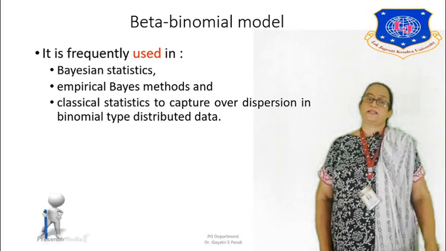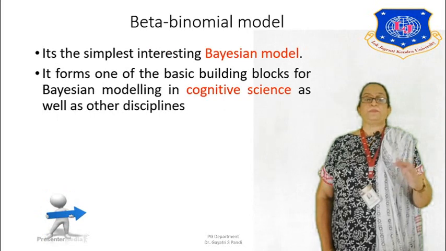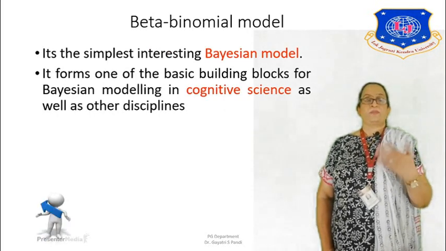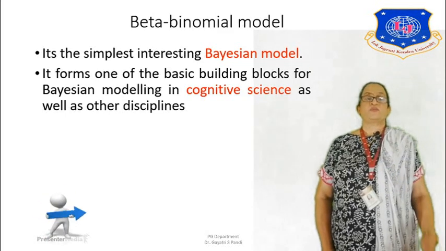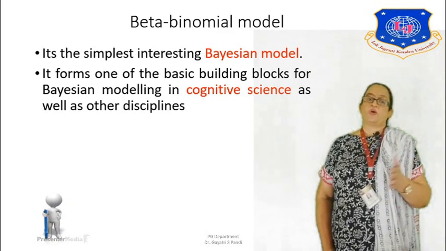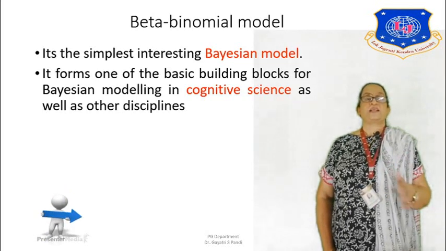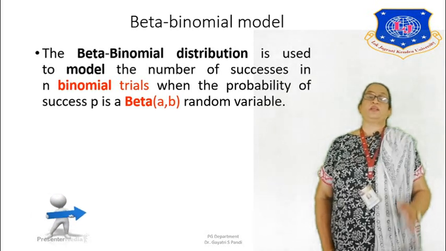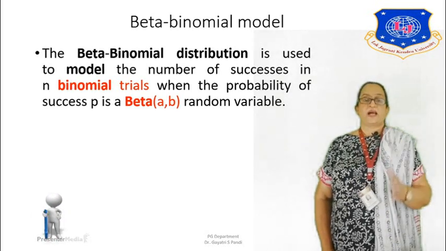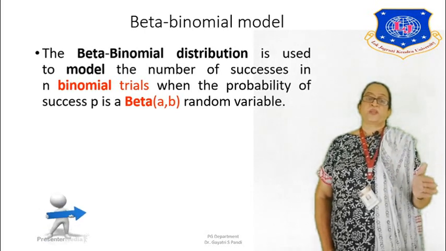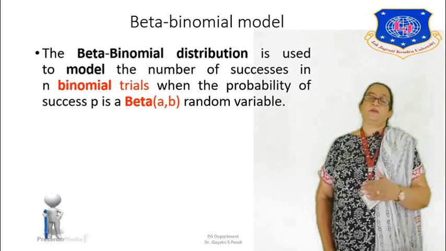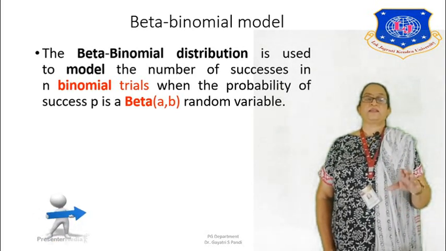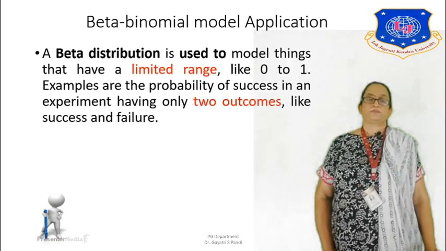So it's a very simple and very interesting method to form the binomial Bayesian model. It forms one of the basic building blocks for Bayesian modeling in cognitive science as well as other disciplines. The beta binomial distribution is used to model the number of successes in n binomial trials when the probability of success P is a Beta(A, B) random variable. So the probability of success P is considered, and that is a Beta(A, B) random variable.